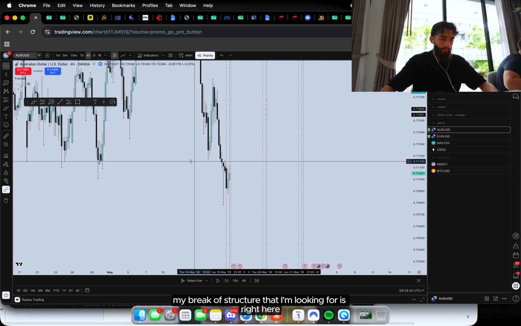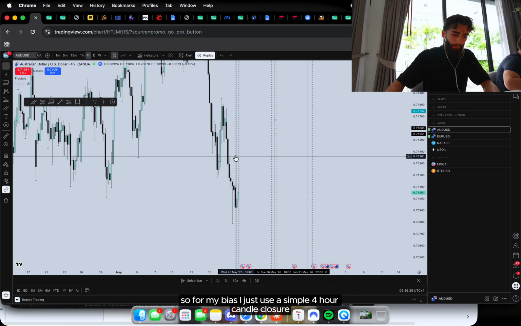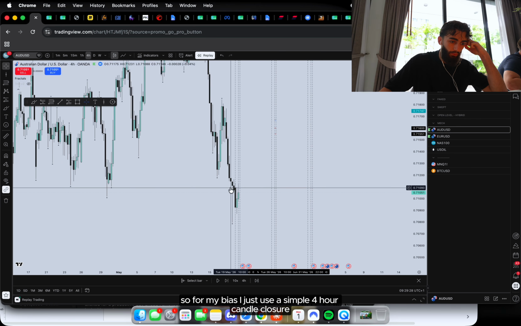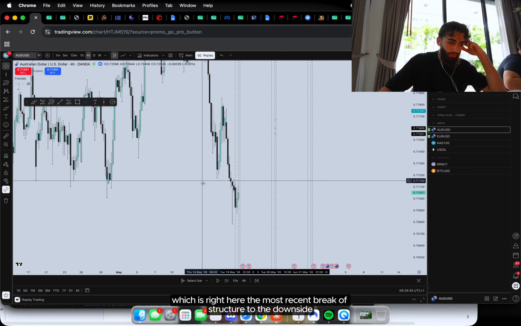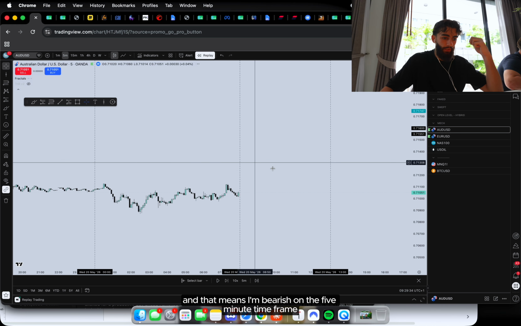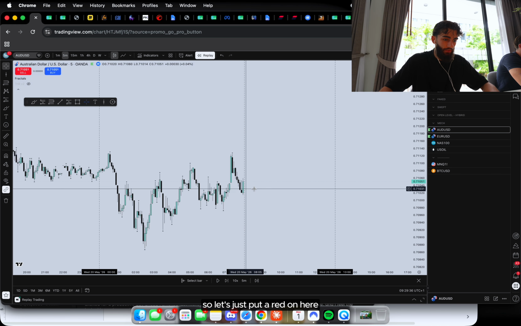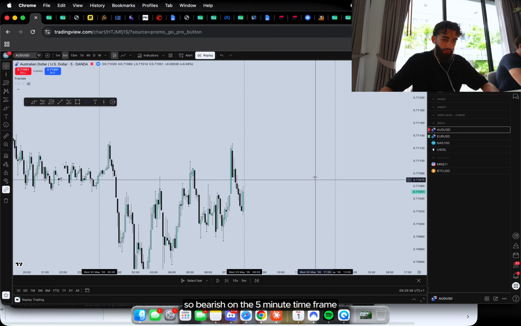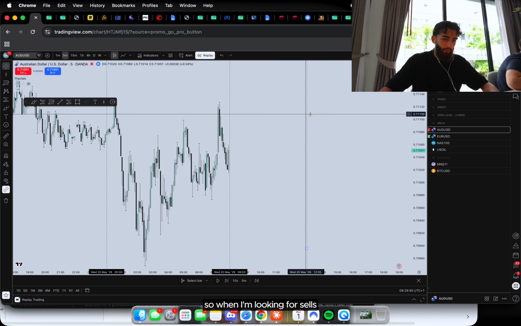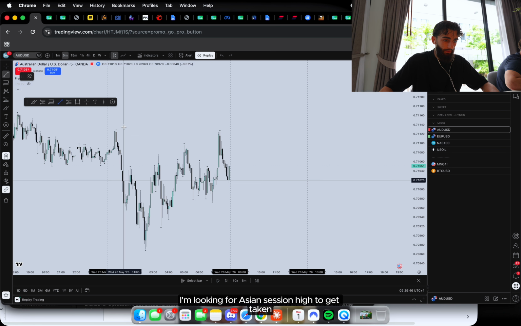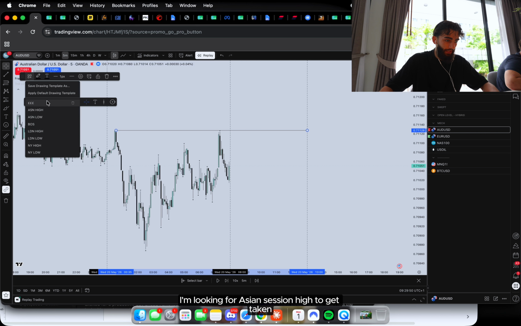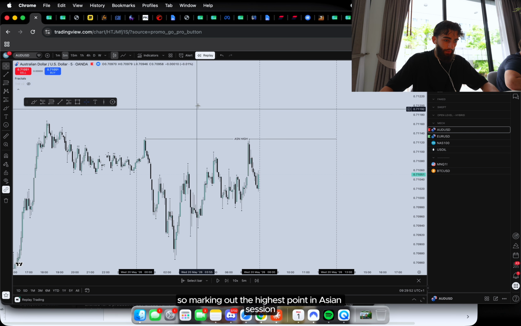My break of structure that I'm looking for is right here. For my bias, I just use a simple 4-hour candle closure, which is right here. Most recent break of structure is to the downside, and that means I'm bearish on the 5-minute time frame. So let's just put a red on here. So when I'm looking for sells, I'm looking for Asian session high to get taken. So marking out the highest point in Asian session.